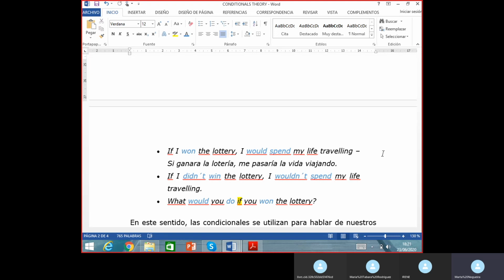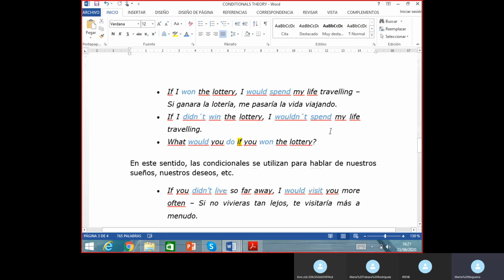What animal would you be if you were an animal? I don't know. What would you buy if you were rich? I don't know. This is a hypothetical situation. We're always using this structure in Spanish and in English because we're always conjecturing about the future. We're always wondering what is going to happen and so on. Okay, so that would be the structure.